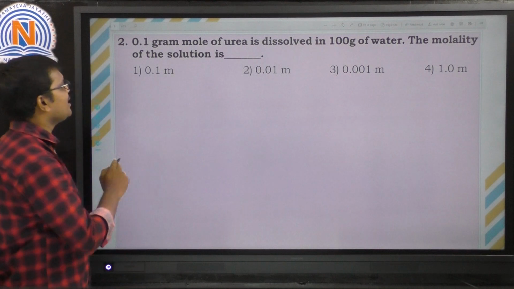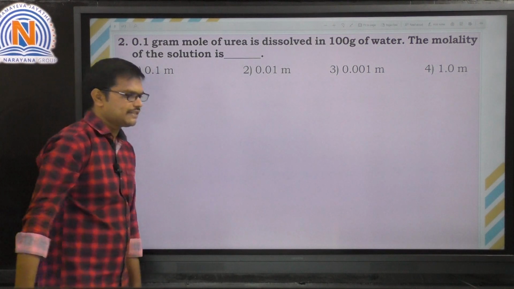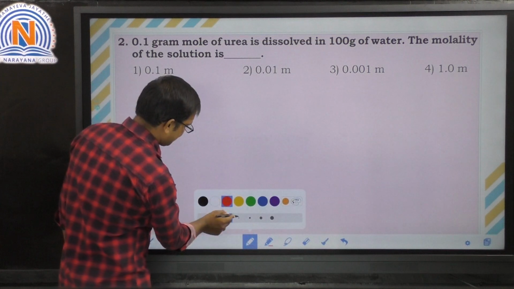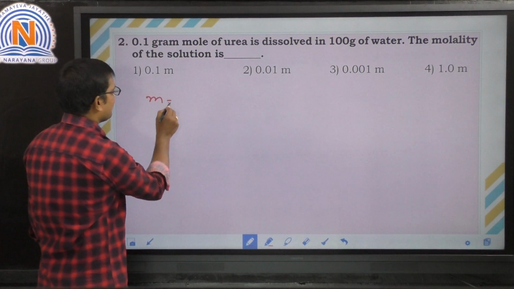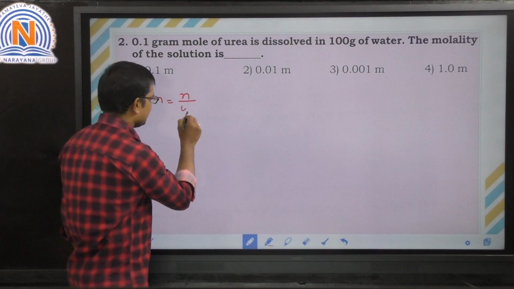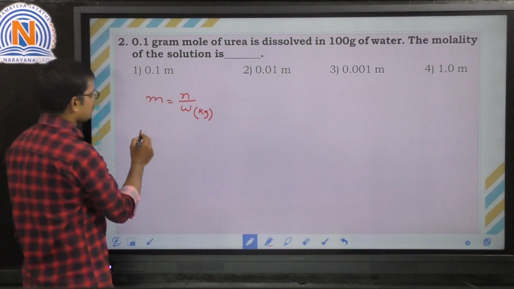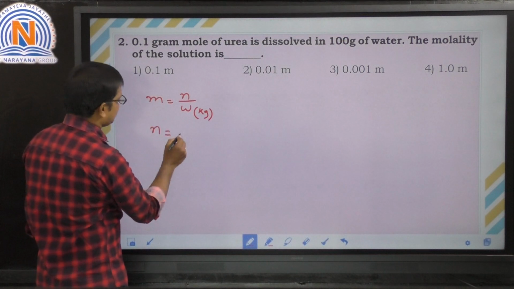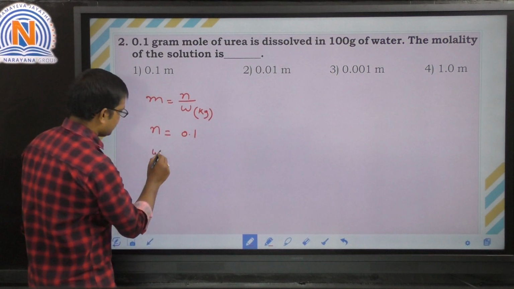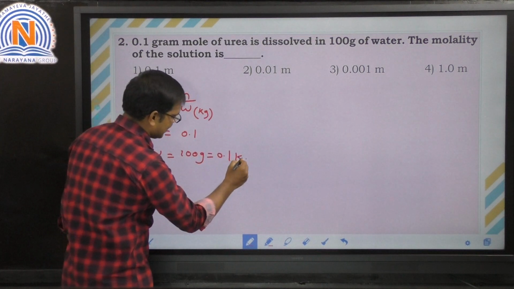0.1 gram mole of urea is dissolved in 100 grams of water. The molality of the solution is. They are asking molality. So what is meant by molality? Molality is nothing but the number of gram moles of solute dissolved in 1 kg of solvent. So here in the given question, the number of gram moles is 0.1 and the weight of the solvent is 100 grams. 100 grams is converted into kgs, 0.1 kg.